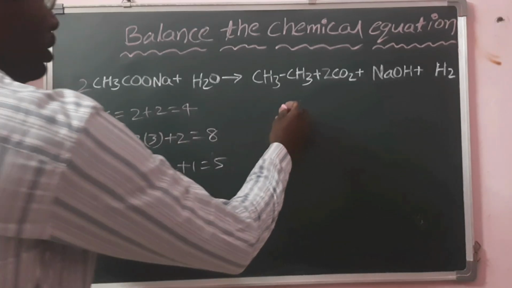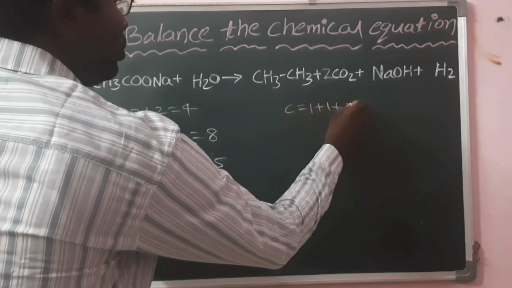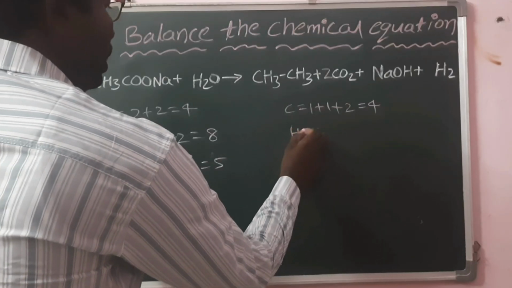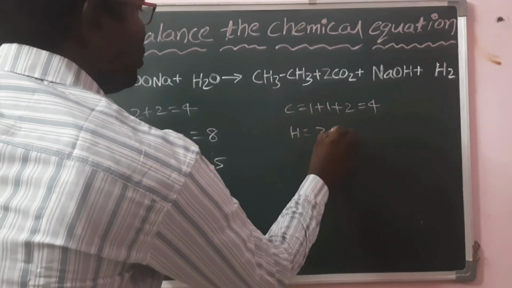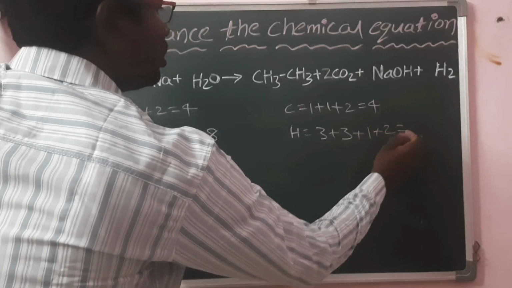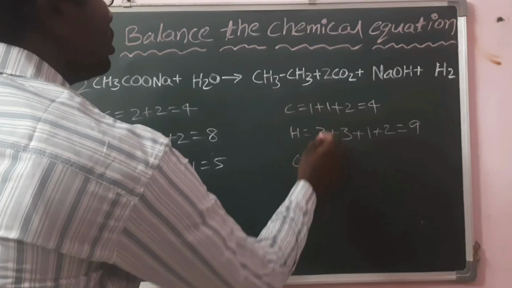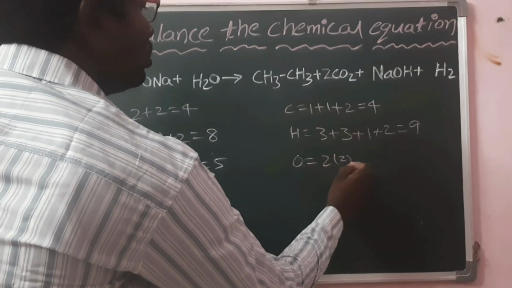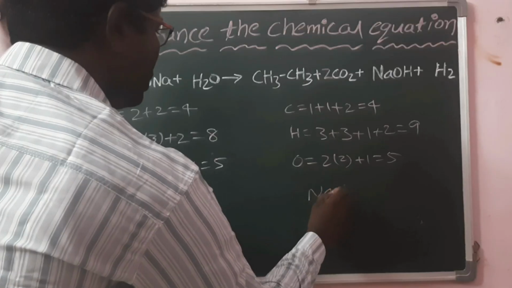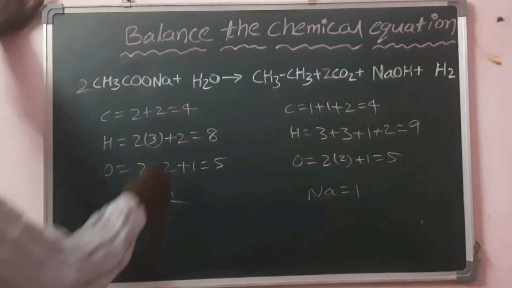On the right hand side, the number of carbon atoms is 1 plus 1 plus 2, that equals 4. The number of hydrogen atoms is 3 plus 3 plus 1 plus 2, that equals 9. The number of oxygen atoms is 2 into 2 plus 1, that equals 5. The number of sodium atoms is 1. Now the carbon atoms are balanced.